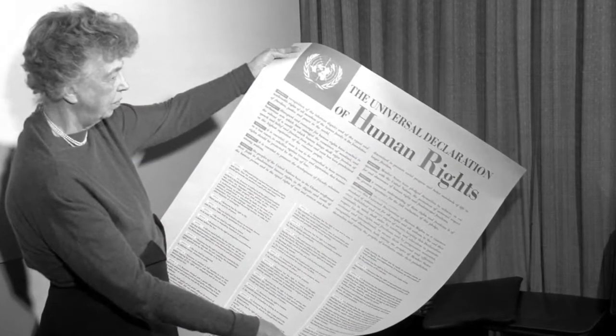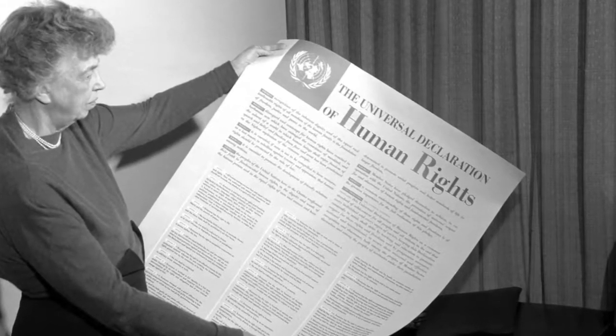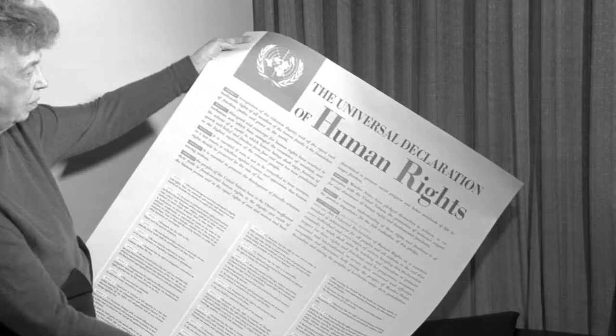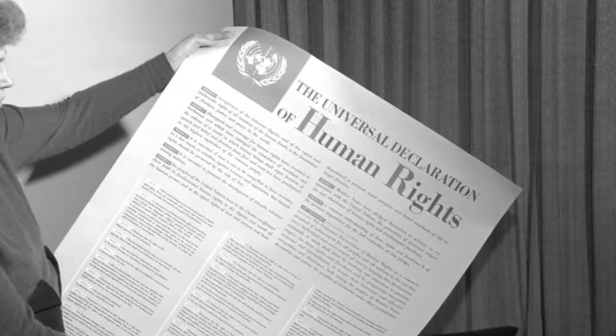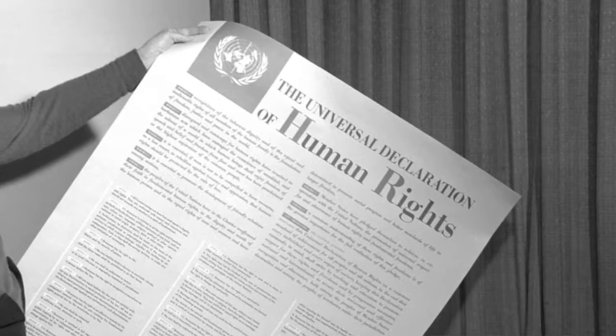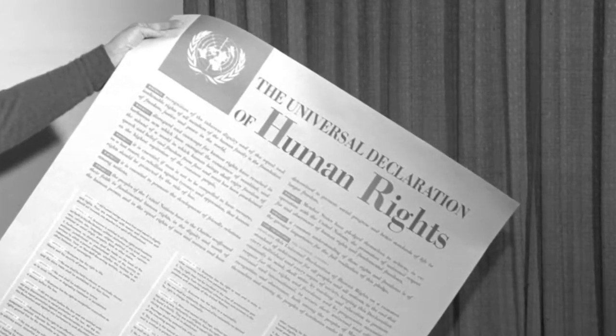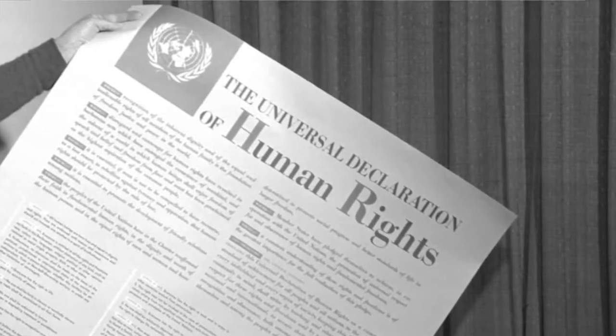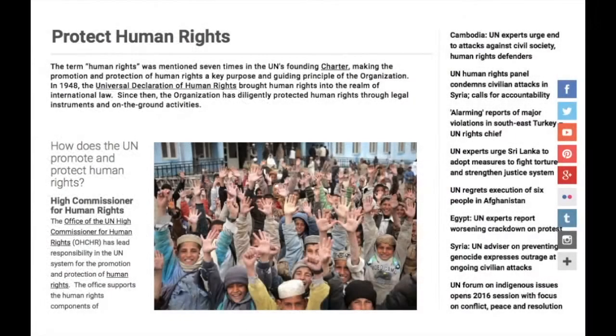This article contains rights such as the freedom from slavery, the right to life, the freedom from torture, and the freedom from property, and there are many more. There are 30 in total, which are significant human rights that belong to every human being. Part of the UN's role is to ensure that these rights are upheld all over the world.